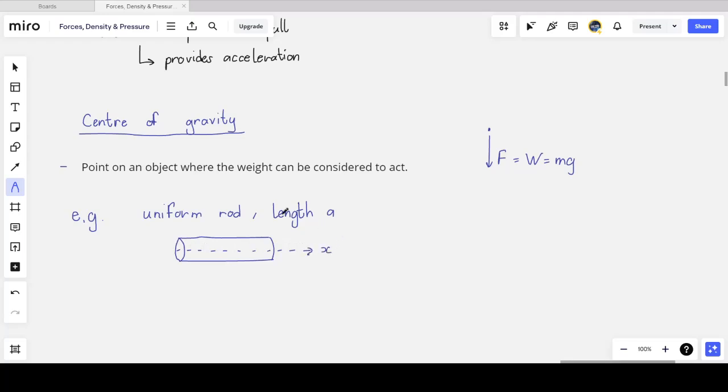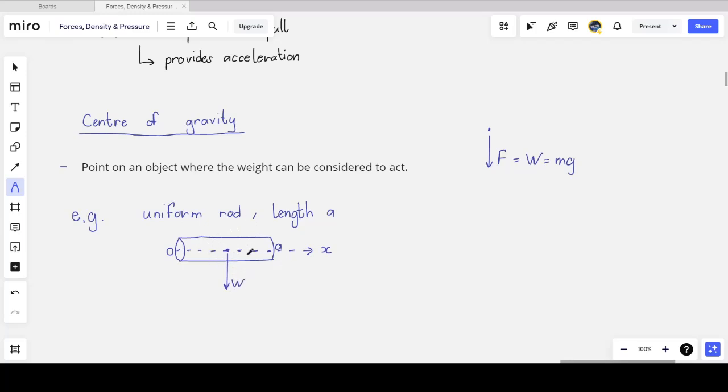We'll call it the x-axis. The length of the cylinder, like I said, is a, so one end of the cylinder lies at the point x is equal to 0, the other end at x is equal to a. And we know that if it's uniform, if its mass is distributed equally throughout this cylinder, then obviously its weight will act at the center. Kind of makes sense, right?